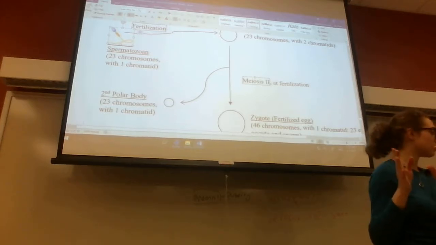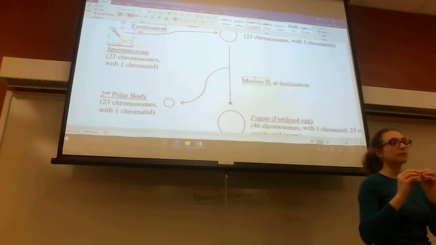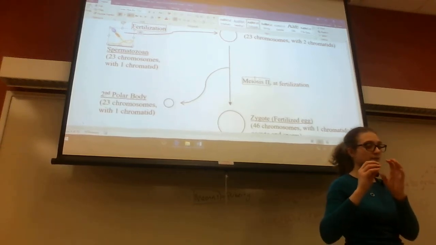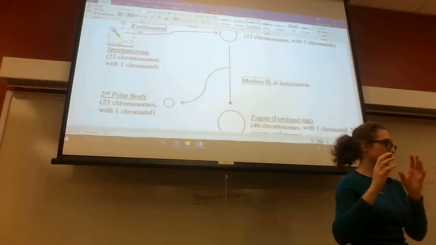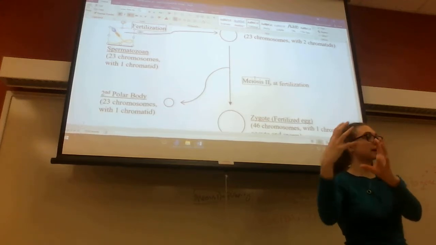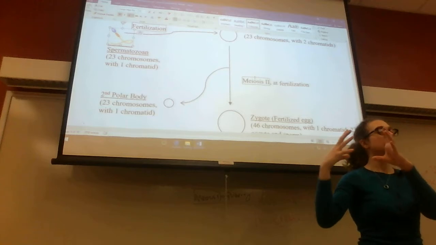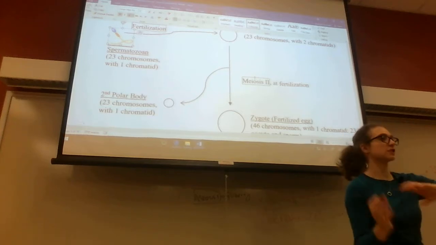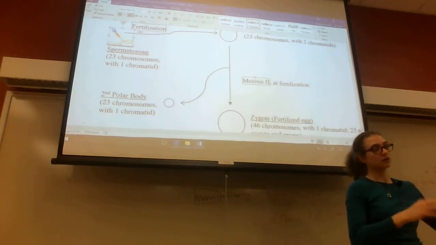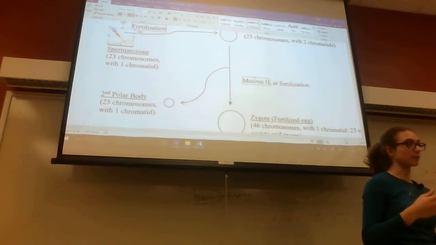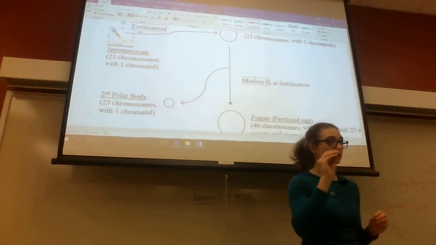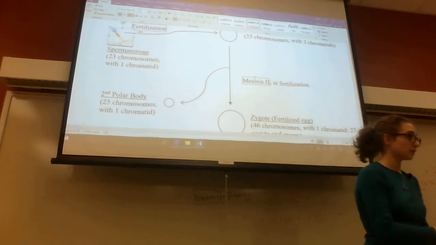And then you produce the second polar body. The thing is, you have some genetic material that will become the baby, then you have extra genetic material that just gets recycled. So it kind of gets thrown out, and that's the second polar body. But meiosis 2 happens when it's fertilized. Make sense?